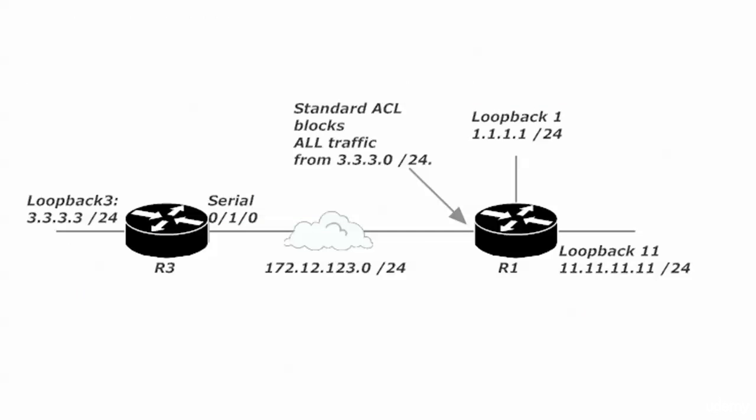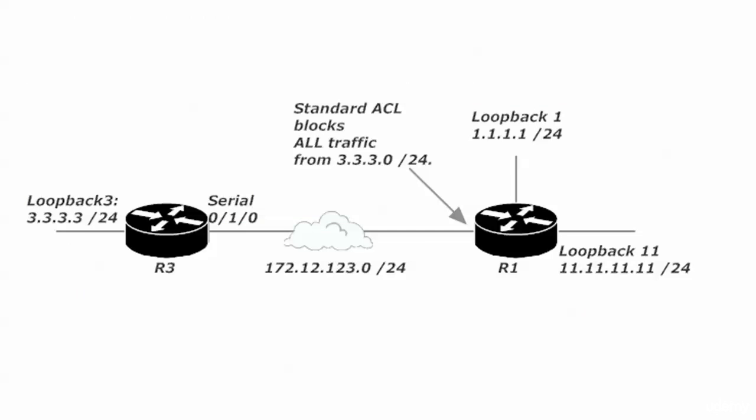The problem here with a standard ACL is that the standard ACL matches only on the source IP address of the packet, so it's going to block all traffic coming into that interface from 3.3.3.0/24. So not only can traffic not get to loopback 11, that's the one we wanted router 3 not to be able to communicate with, it's also going to stop router 3 from communicating with loopback 1.